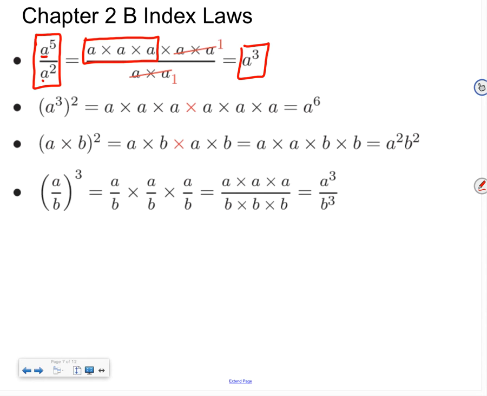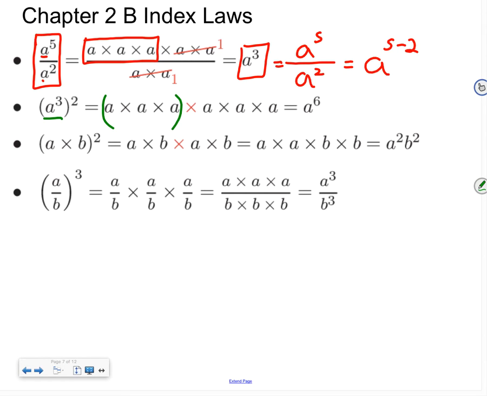So that's going to generate a rule that if we have a to the fifth up here and a to the second down here, this was equal to a to the 5 minus 2, which is equal to a to the third. So we can subtract those indexes when we're dividing.